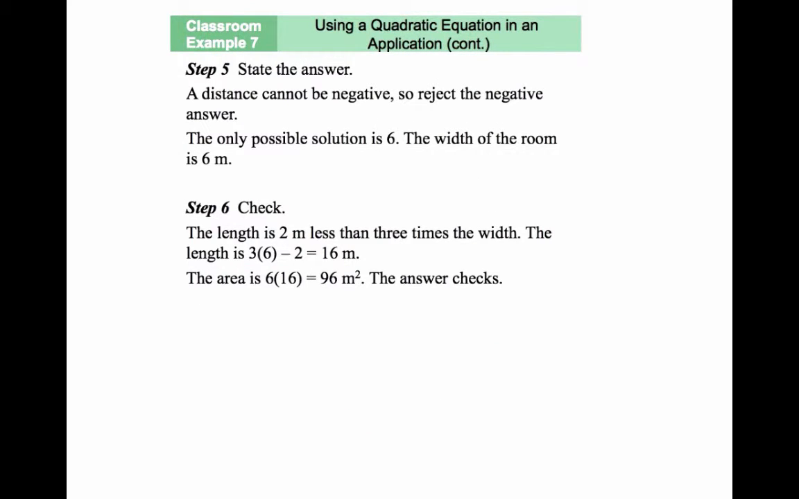So 6, don't forget you need to have a unit for this. The distance cannot be negative, so we reject the negative answer. The only possible solution is 6. The width of the room would be 6 meters. Again, don't forget to put a unit next to the number. And then we can check the answer. The length is 2 meters less than 3 times the width. The length is 3 times 6 minus 2, which is 16 meters. So the area is 6 times 16, 96, everything checks out. So that would be the answer.